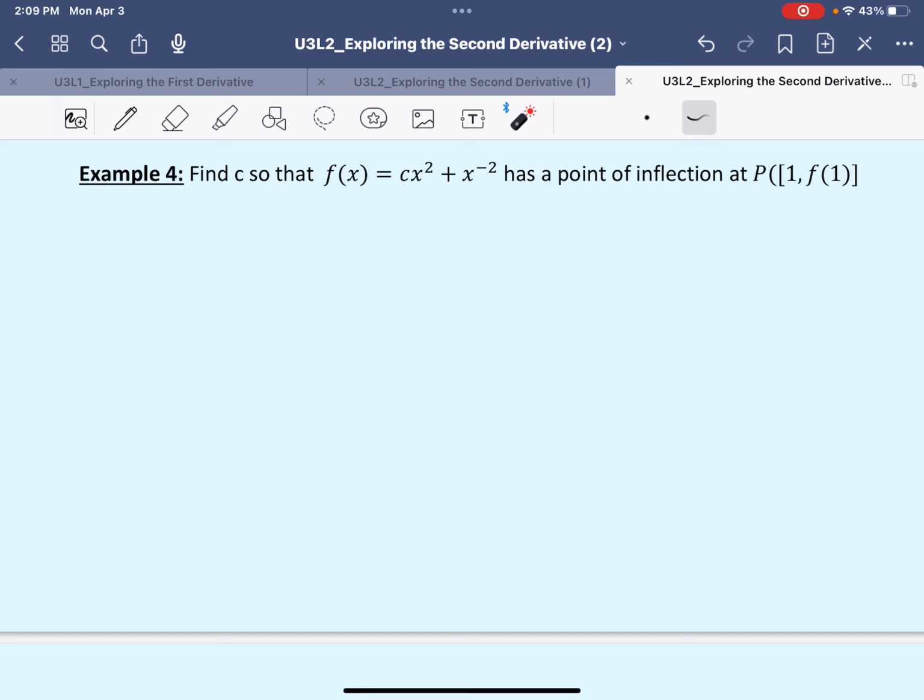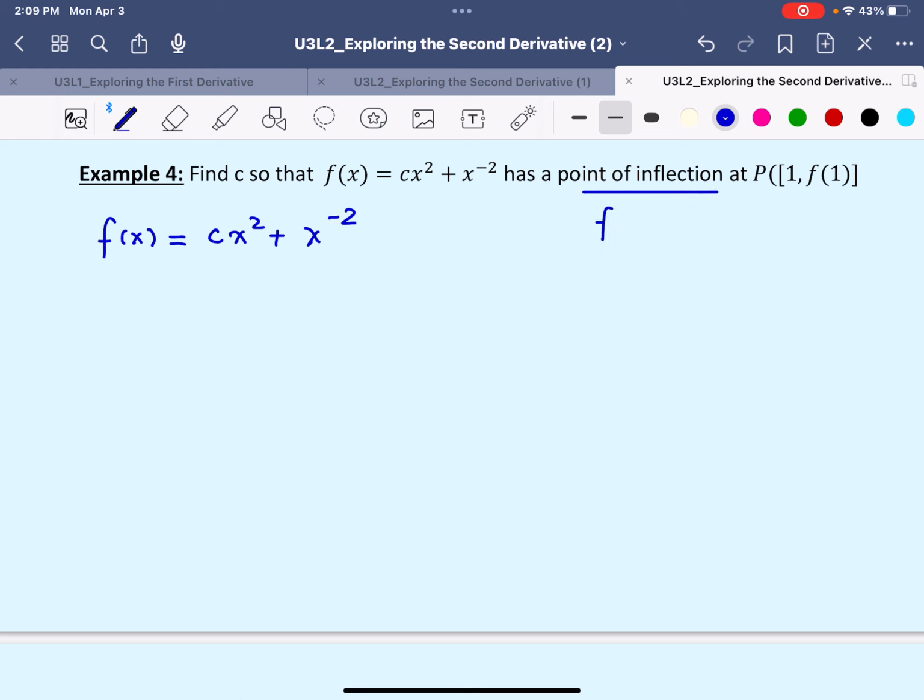So a couple of things that were given in here. First of all, the function has an unknown coefficient. And we are told that the function has a point of inflection at x equals 1. So a point of inflection occurs wherever the second derivative is equal to 0. And having a point of inflection at x equals 1 means that the second derivative at x equals 1 must have a value of 0.